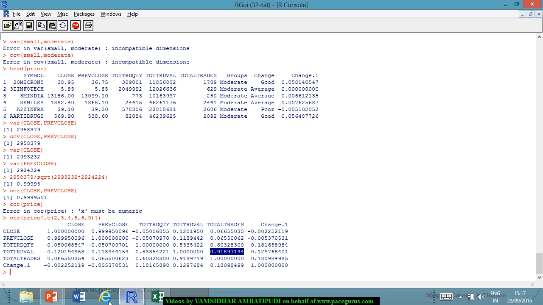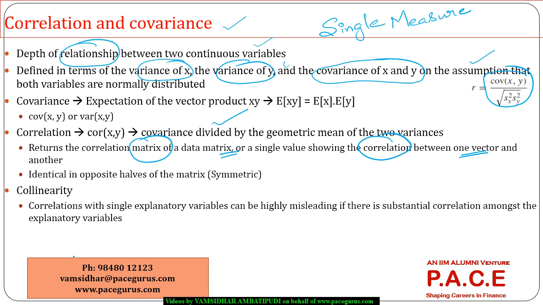And this matrix, if you see, is a symmetric matrix. Here also you see 0.120. Whatever is in the upper triangle, above the diagonal, the values are more or less similar to the triangle below the diagonal, which means across the diagonal you see a lot of symmetry in the correlation matrix. The correlation between A comma B is always the same as the correlation between B comma A.